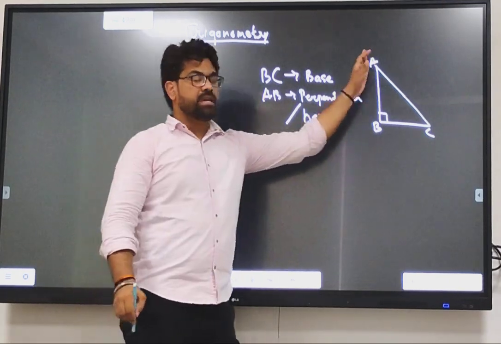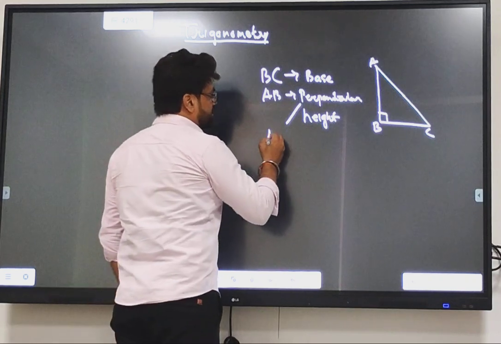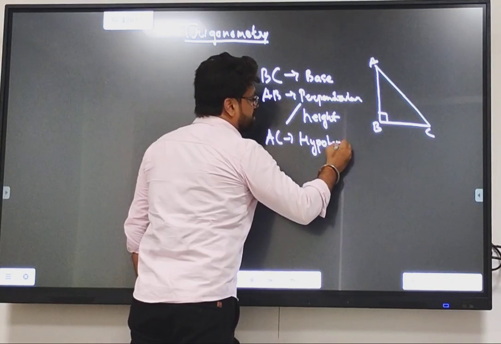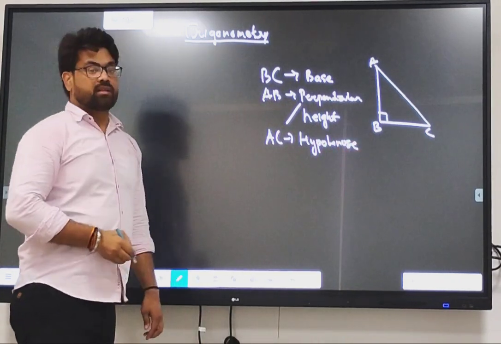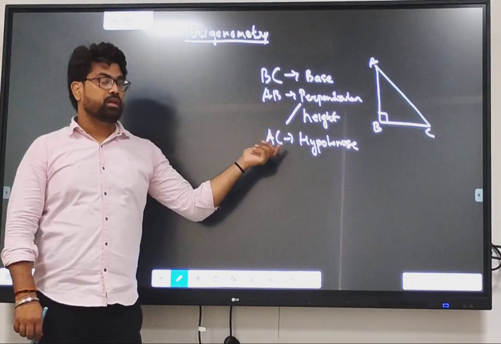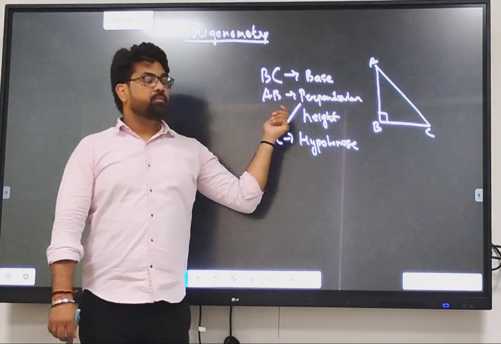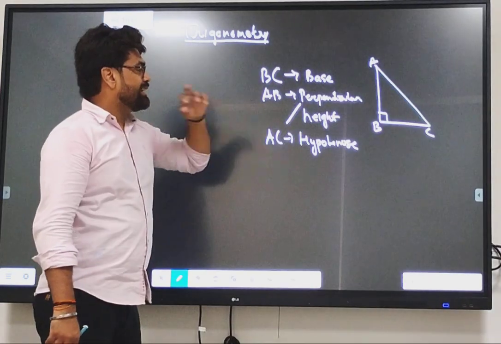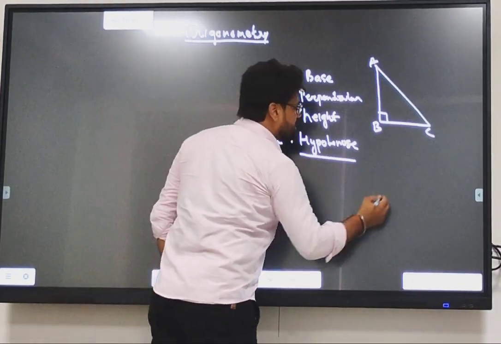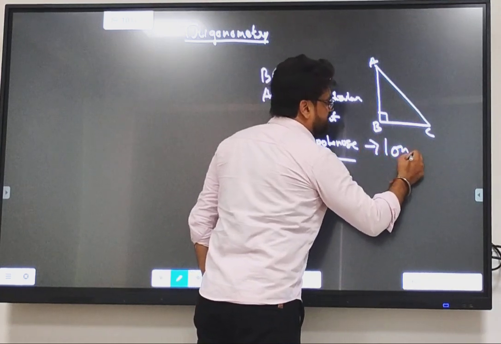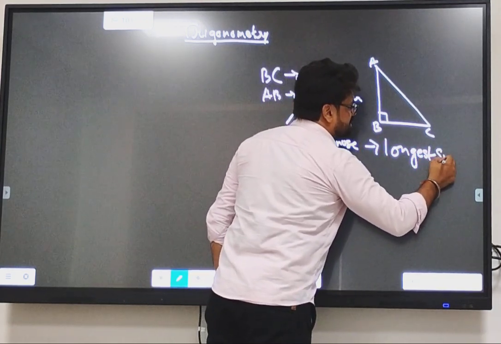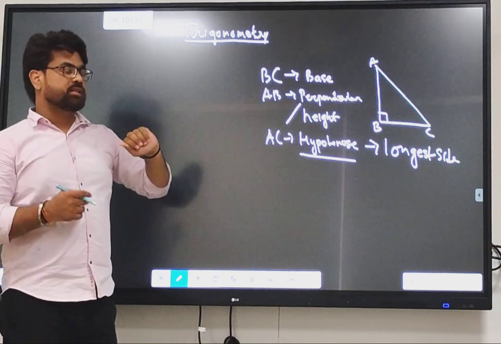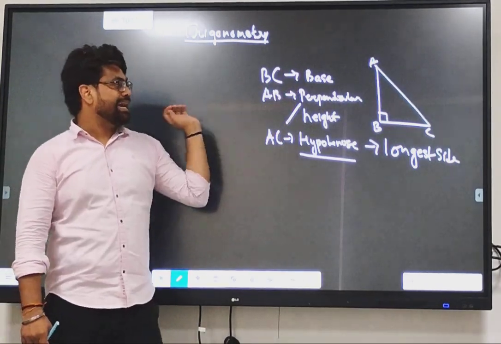Next we have this AC. So what is this AC? AC is the hypotenuse of the right angle triangle. So basically in a right angle triangle we have these three parts. BC, that is base, AB is perpendicular and height, and AC is the hypotenuse. Now in any right angle triangle we know that the hypotenuse is the longest side. Okay, this is the longest side, and we are studying about trigonometry. So we will be taking the relationship between the ratio of these sides and an angle.